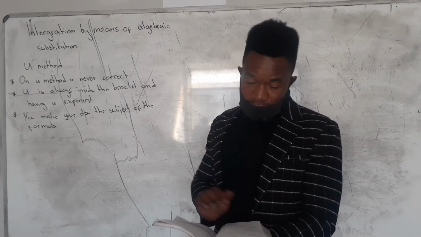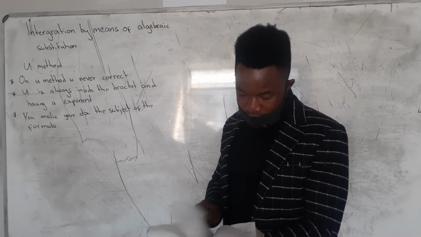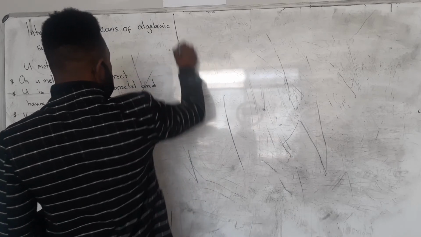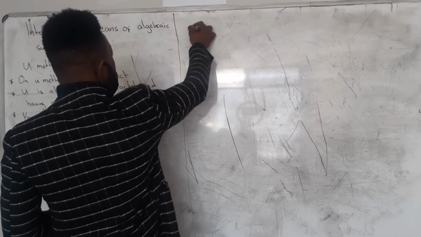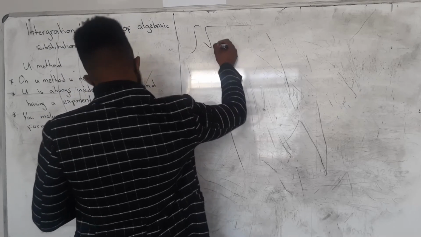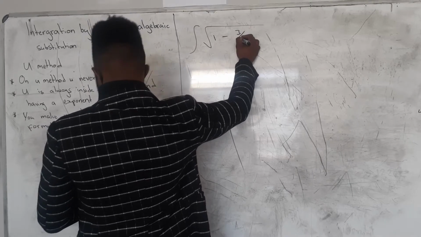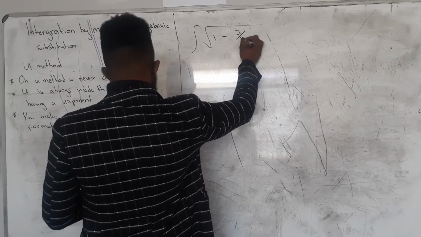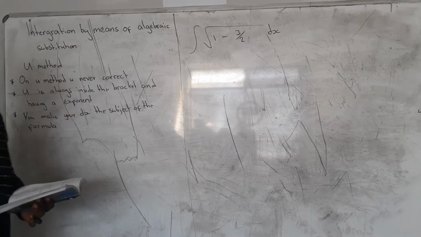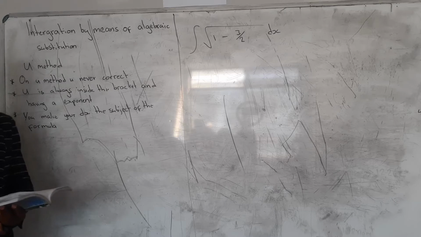All right, okay. Let us do an example. So I'm given the integral of root of 1 minus 3 over 2 dx. Let's say for example I'm given the integral of this. Please stop writing, I'll give you time to write.